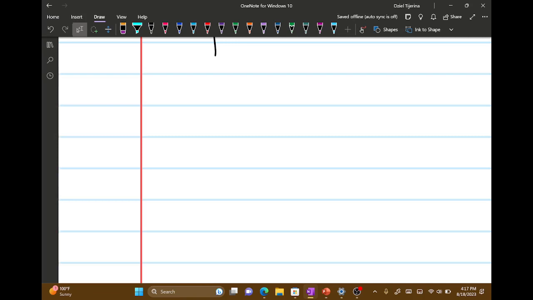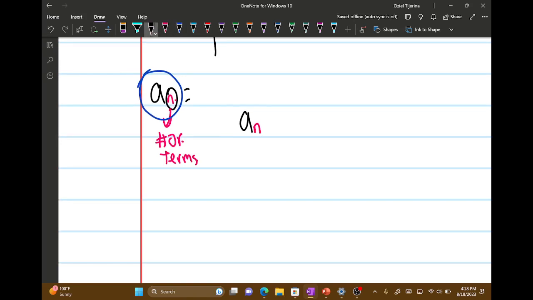Also, another thing I want to say is that if there's a formula defined by a sub n, then n is my number of terms, whereas a sub n is really my nth term. So we always say that n is the number of terms, and a sub n is whatever nth term we have from that.